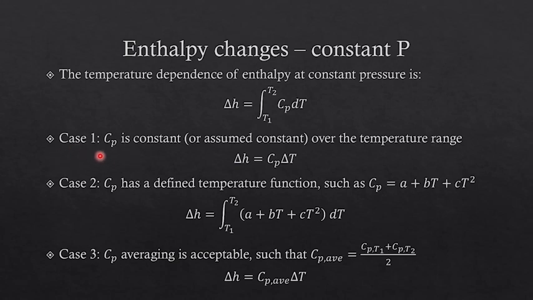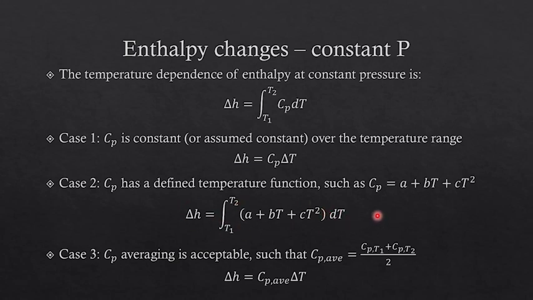Now from case 1, which is the simplest, let's go to case 2, which is the most difficult or the one that involves the most work, but this is also the most accurate. We are to assume that Cp has a defined temperature function such as the following. Cp is equal to a plus b times T plus c times T squared, wherein small a, b, and c are constants and T is the temperature. If you substitute this definition of Cp into our enthalpy equation, we have delta H is equal to the integral of a plus bT plus cT squared times dT from T1 to T2.